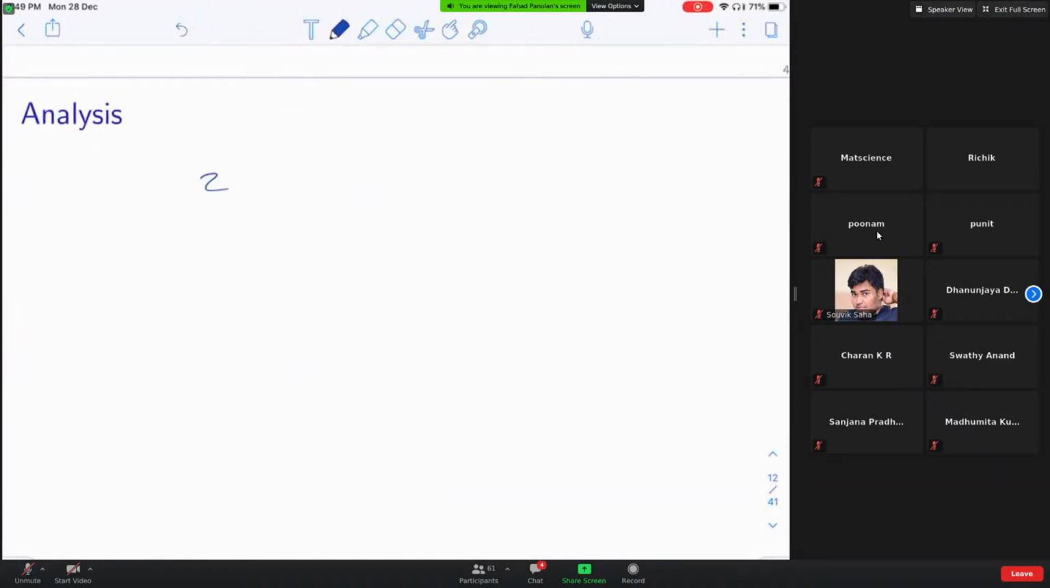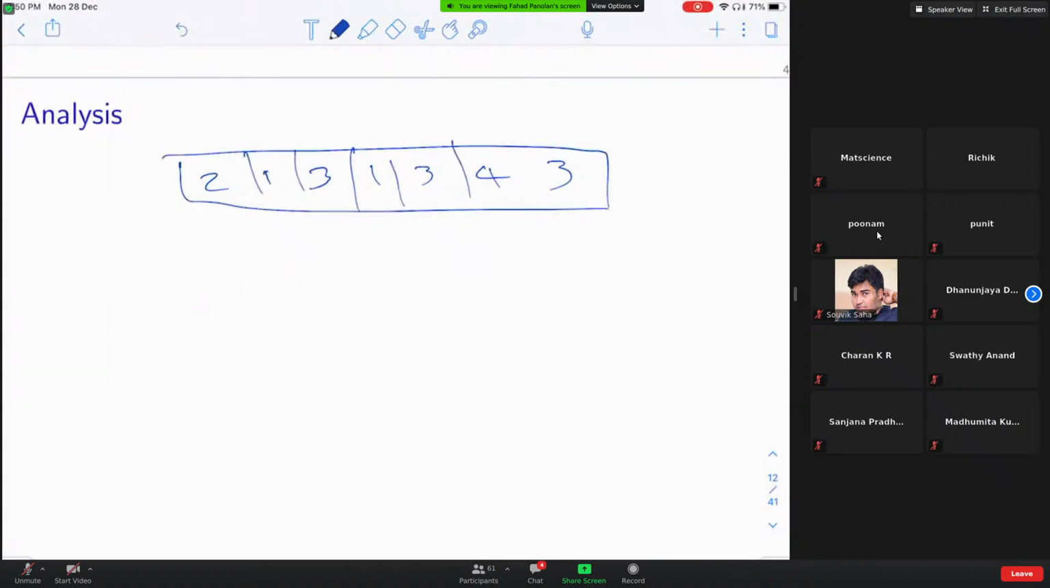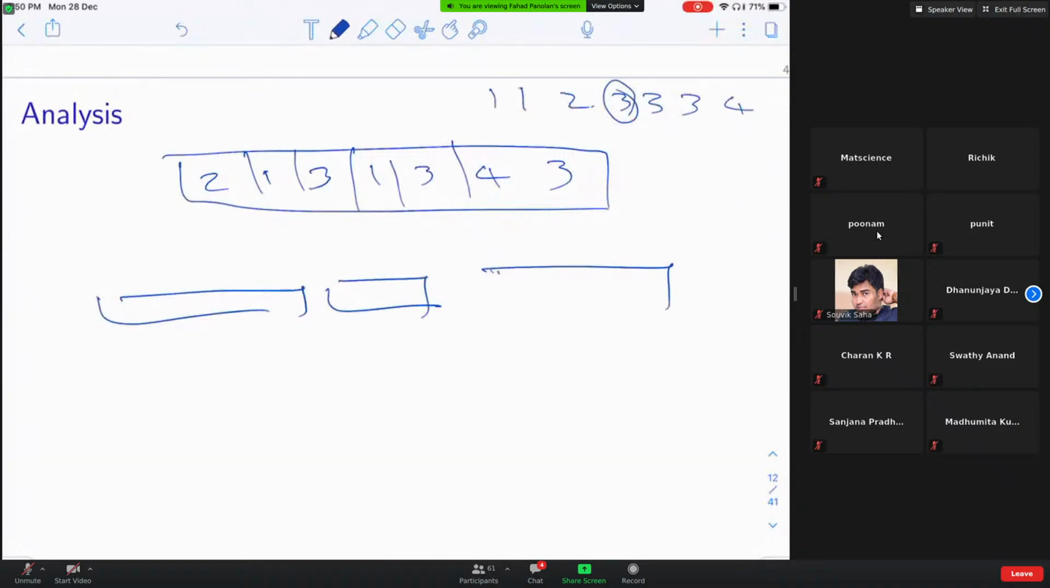Suppose we have 2 1 3 1 3 4 3. So 3 is the answer, right? Initially my array is like this. Now what will be the median? If I write in sorted order, 1 1 2 3 3 3 and then 4, the median will be 3, right? So now I construct 3 blocks from it. The equal block contains three 3s, this side it will be 1 1 and 2, and on this side it is just one element, 4.